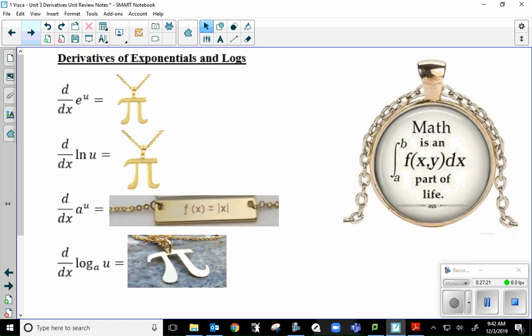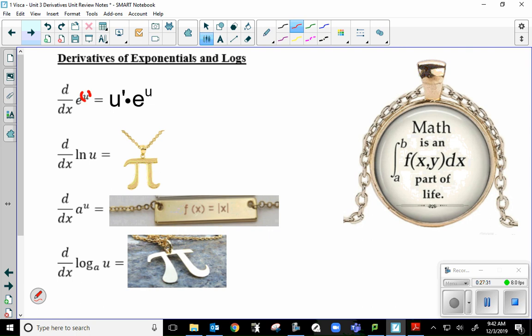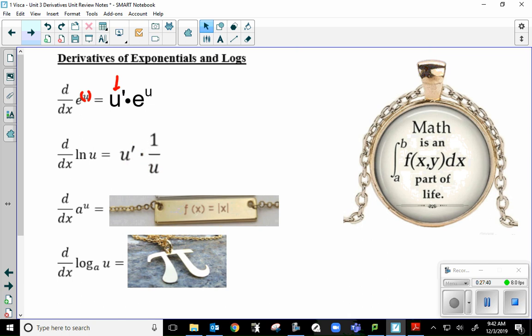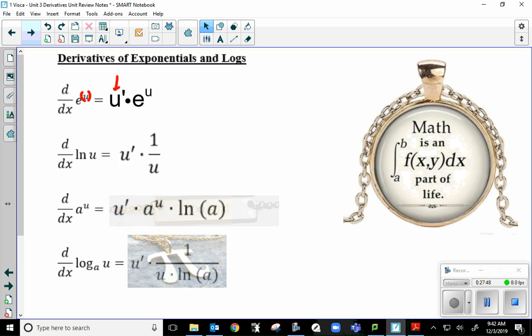Okay? And last but not least, common. The derivative of e to the u is e to the u times the derivative of whatever u is. Whatever the derivative of this is, you multiply it by. Chain rule. The derivative of ln of u is 1 over u times the derivative of whatever u is. And a to the u and log base a of u aren't that common. They are there, right there.